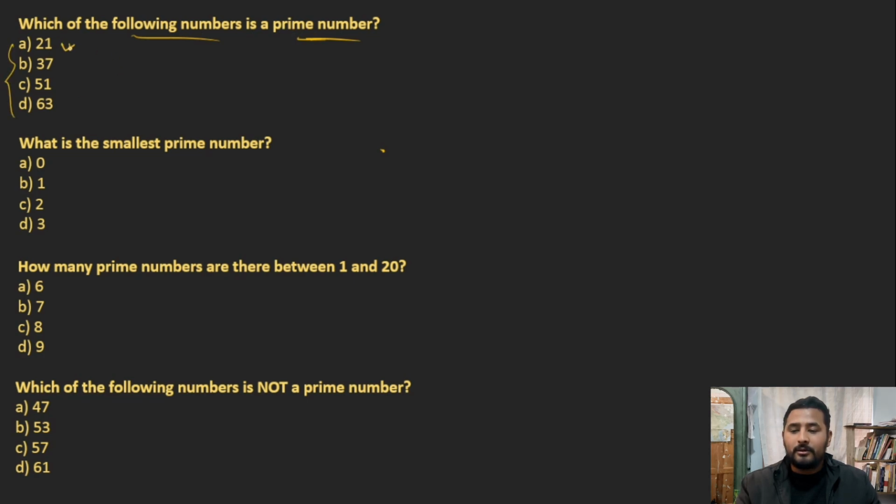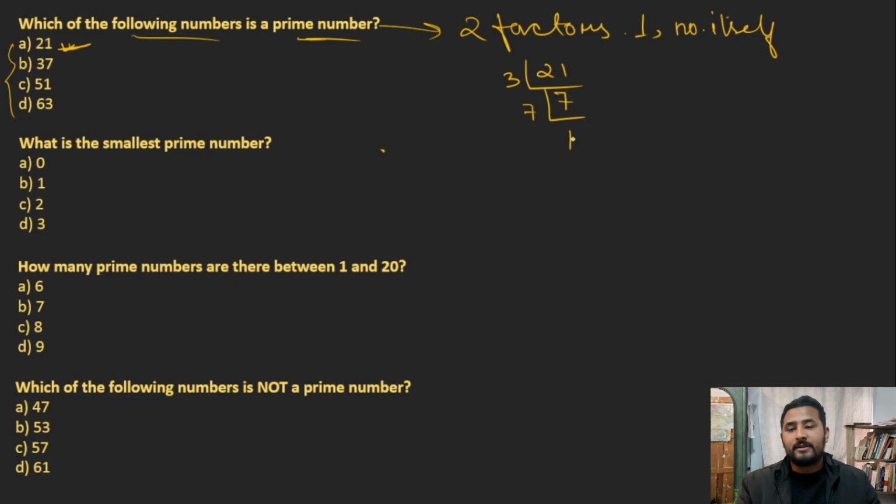So 21, for a prime number, what I said, it has only two factors, 1 and the number itself, right? So you can see at 21, is it a prime number? Let us check. How to check? Start with factorization. 3 into 7 is 21, 7 into 1 is 7. So I can see 1, 2, 3, 4 factors here. So is it possible that 21 is a prime number? No. So this will not be our correct answer.